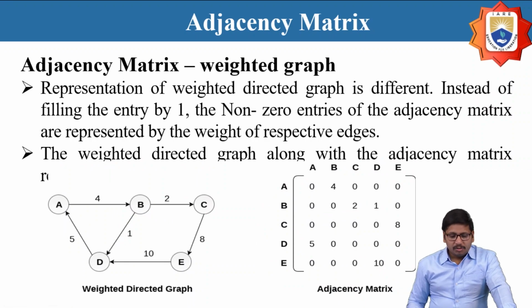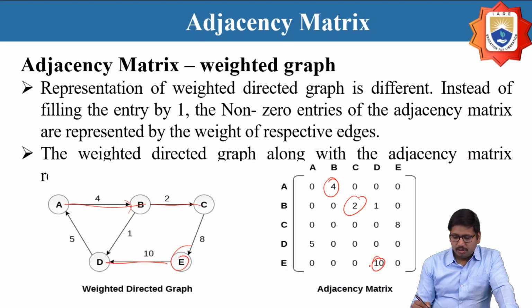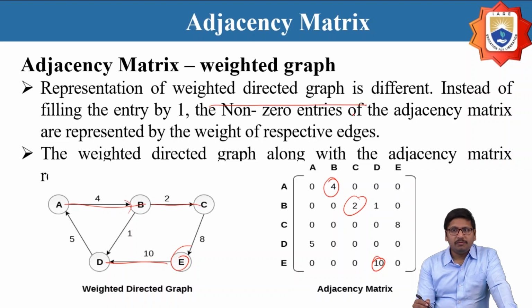And weighted graph means I have to represent the weights in the matrix instead of edges. So if I have an edge from A to B, I have weight 2, and B to C I have weight 2, and E to D I'm going to have the weight 10. So like this I'm going to present it.